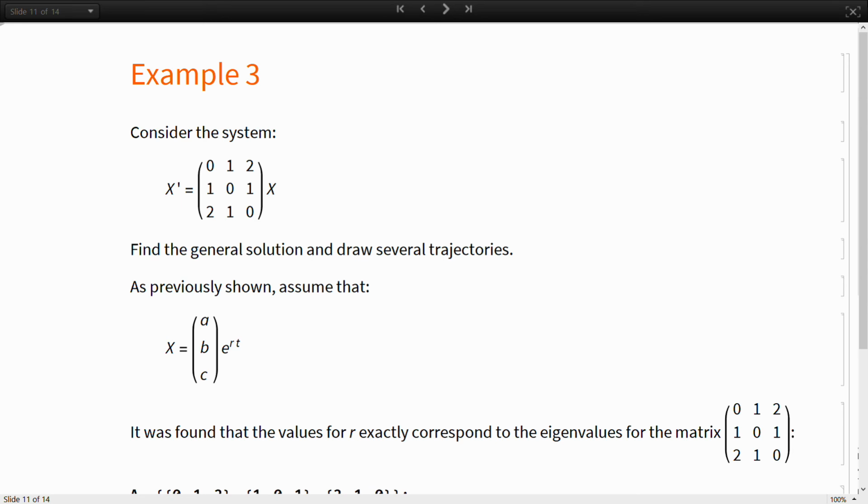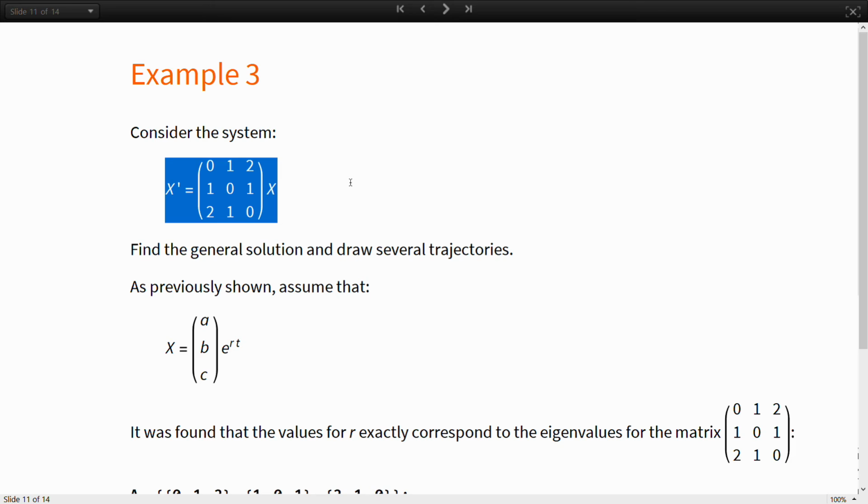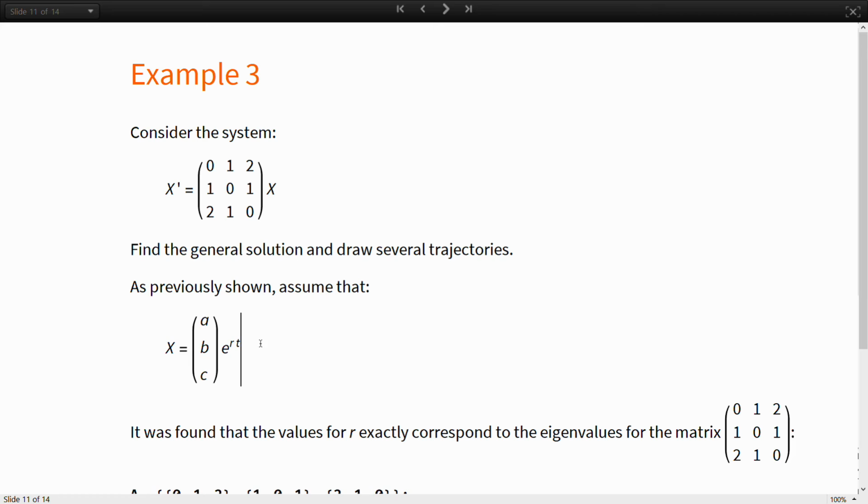Let's now solve the system of three differential equations defined by the matrix equation here. We would like to find the general solution as well as plot a few of the solution trajectories. Like we did before, assume the solution takes the form of an exponential. Since we have three equations in our system, we are using an eigenvector with three components.